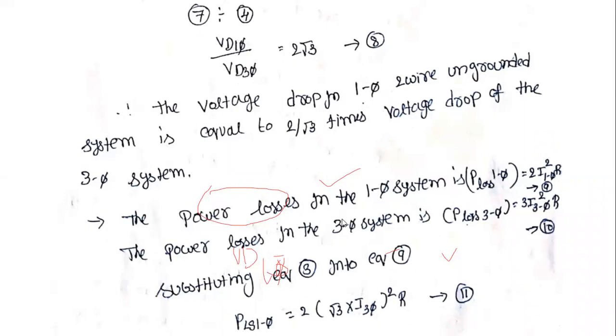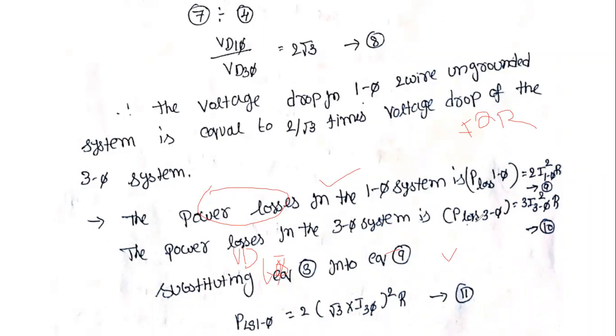Therefore, the power loss in the single phase system is P loss single phase equal to 2 I single phase square R. What is the power loss formula? Power loss P is equal to I square R. Then power loss for single phase is equal to 2 I single phase square into R.